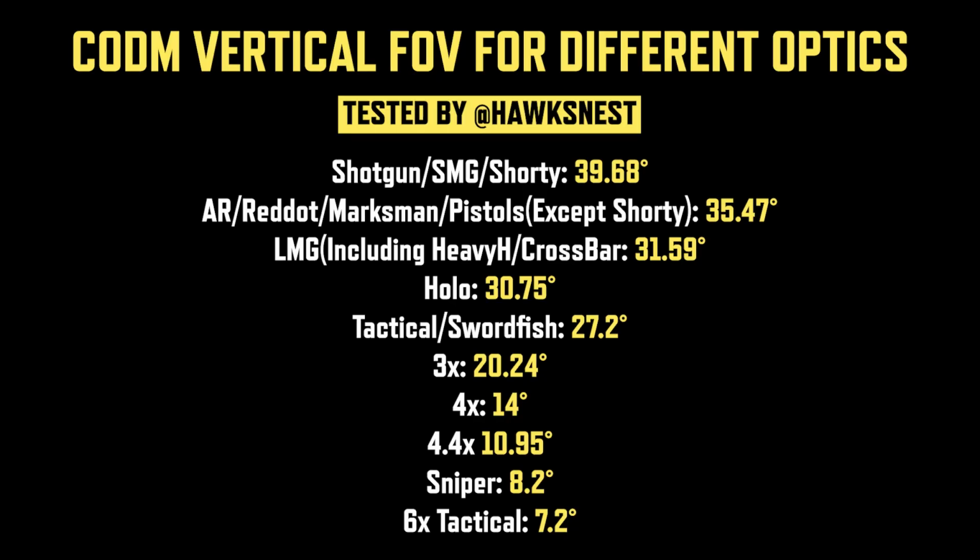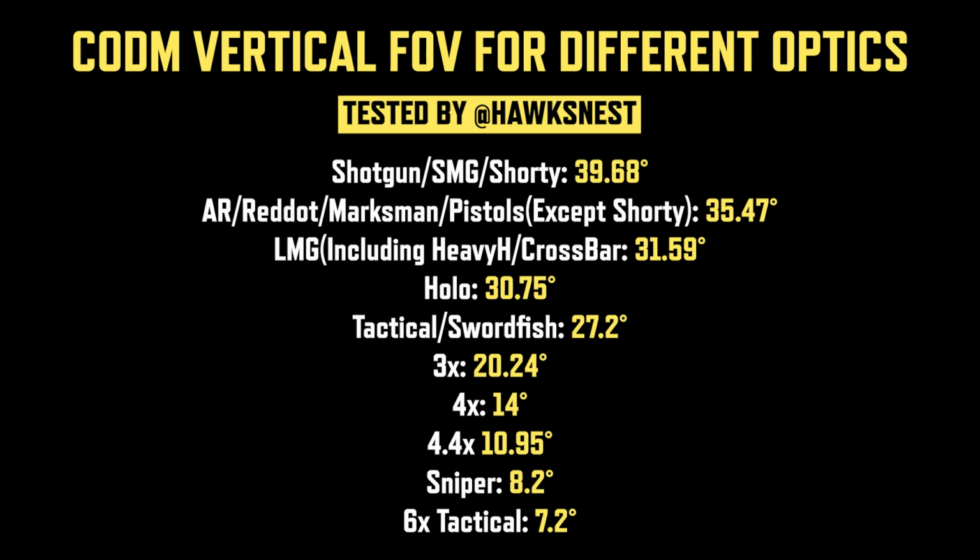These FOVs are actually in different groups. The first group is shotguns, SMGs, and the Shorty specifically. Shorty is a pistol, but it's also a shotgun. I don't know, but it basically is grouped in with SMGs and shotguns. With those weapons, iron sights specifically, if you put a red dot on it, then it'll have the red dot FOV, which we'll talk about soon. But the iron sights of these weapons have a vertical FOV of 39.68 degrees.